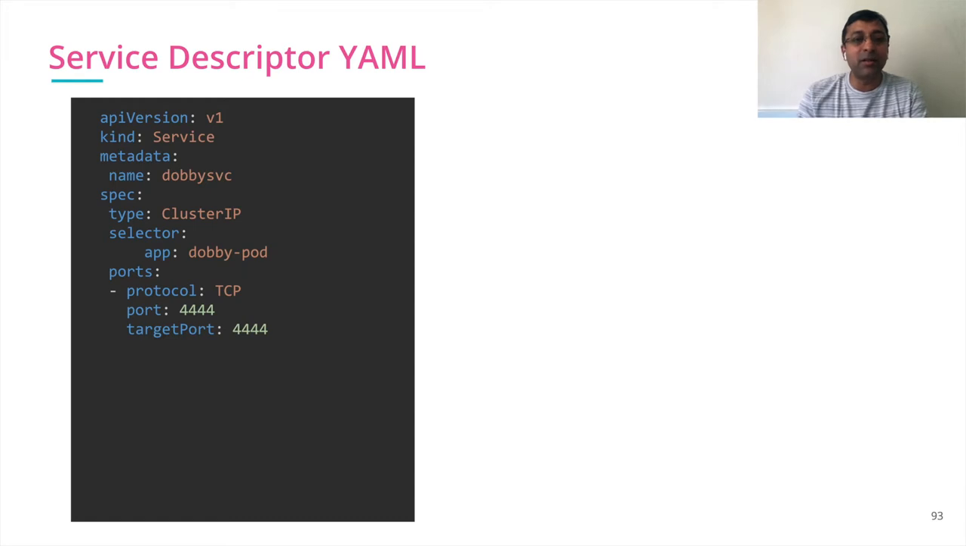Let's look at the descriptor YAML. We have to always define everything in YAML files. Kind of object, which is service here. You specify the metadata name. The type is another parameter where you specify which type of service you are looking for. The default is ClusterIP. The selectors are the labels to connect to pods.